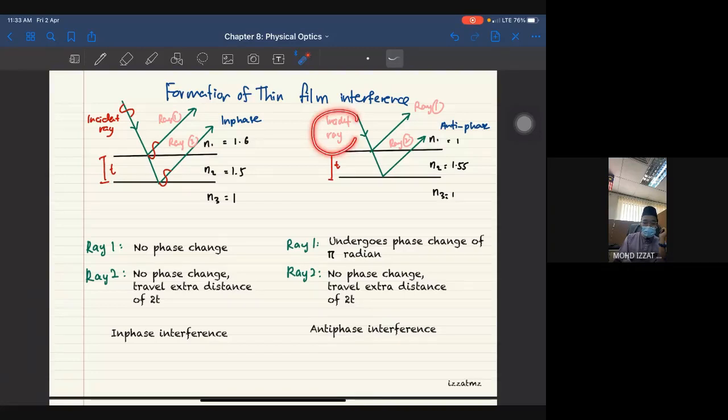This one is your incident ray. Then it travels and hits the surface of medium number 2, and then it refracts a little. The reflected one is ray 1. So my question is, for ray 1, does it undergo any phase change?